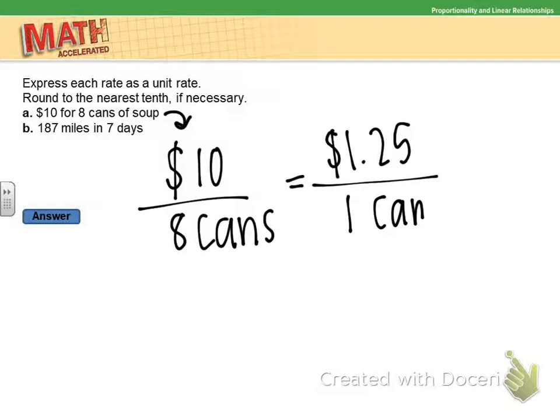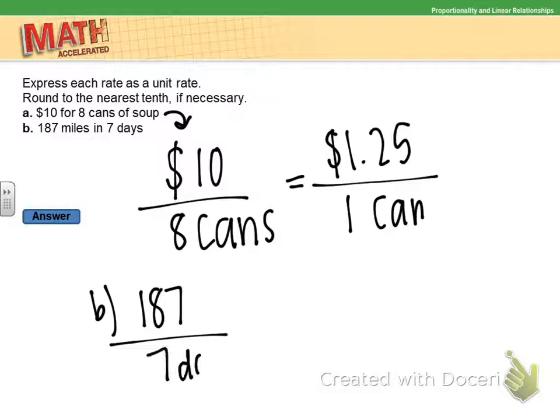All right, what about for B here? It says D on y'all's sheet. We have 187 miles in 7 days. That's the rate they gave us. All right, what is the unit rate, Jack? Well, according to what I got, the unit rate is 26.714285.7. Okay, well, it says in our instructions here to round to the nearest tenth, so that's good.